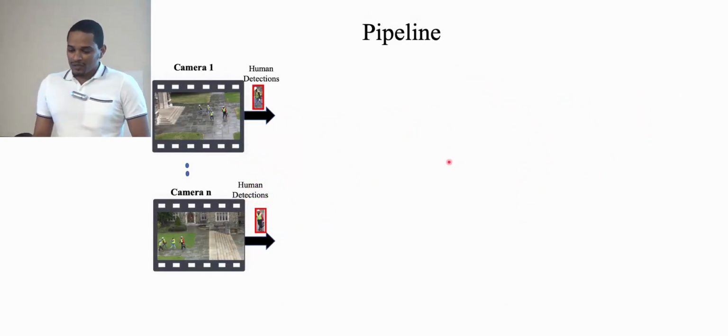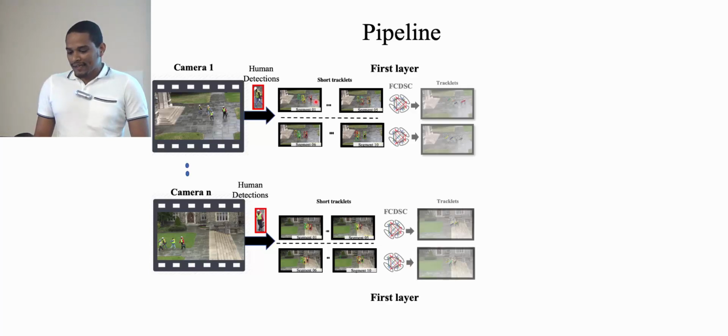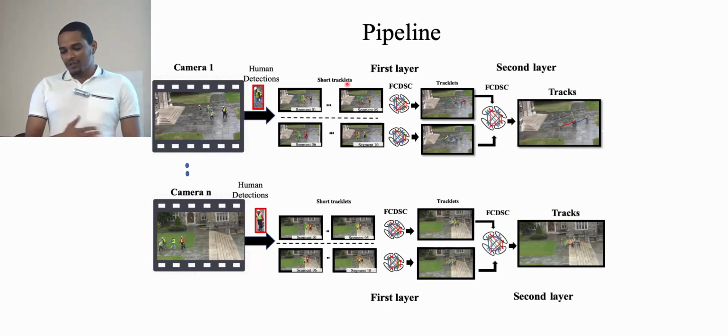So here is the pipeline. The input to the algorithm is detection human boxes, which are generated by a pre-trained human detector. First we will split the whole video into smaller segments, and then we generate short tracklets in those segments by merging detection bounding boxes in consecutive frames if there is significant overlap, which is more than a certain threshold. And then we will use this fast constraint dominant set to merge those short tracklets into a tracklet. And in our second layer, we further merge those tracklets into a track. Similarly, here also we will use fast constraint dominant sets.